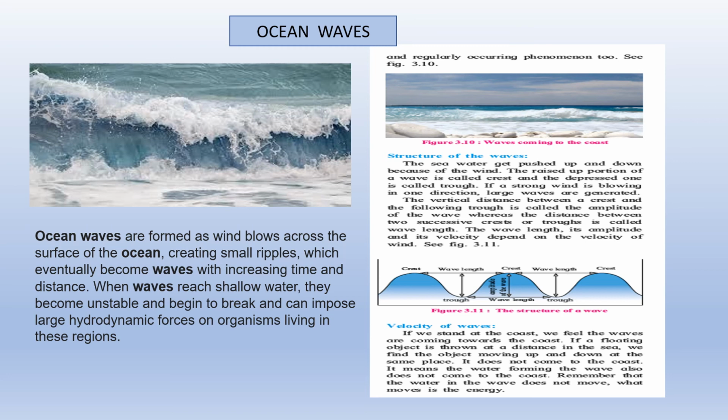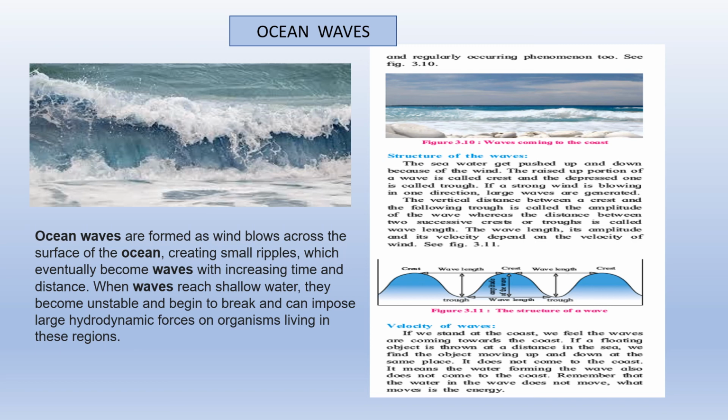The velocity of the wave. If we stand on a coast, we feel the waves are coming towards the coast. If a floating object is thrown at a distance in the sea, we find the object is moving up and down in the same place. It does not come back to the coast. It means the water forming the waves also does not come to the coast.